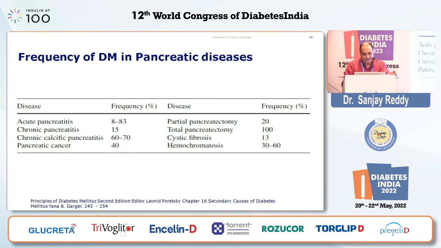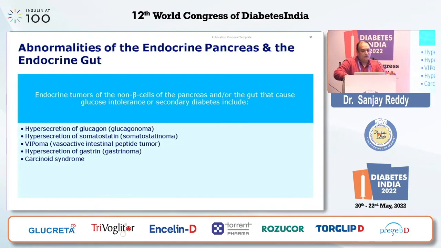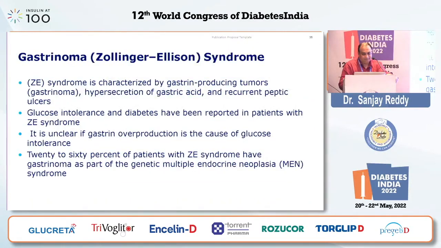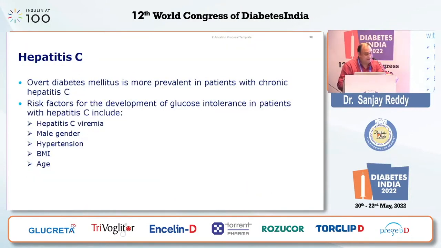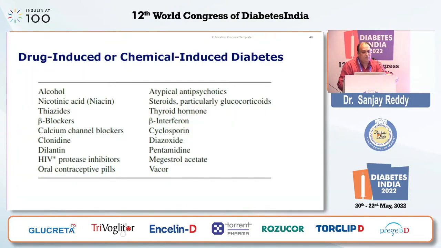And then all the hepatitis. The frequency of pancreatic disorders, acute pancreatitis, chronic pancreatitis, and the development of diabetes in all these pancreatitis is very high. So please keep a watch on them. I'm not going to go much into the endocrine tumors of the non-beta cell of the pancreas or the gut that cause glucose intolerance or secondary diabetes. I'll mention some of them: carcinoid, NAFLD, and hepatitis C, even chronic hepatitis, please make sure. But one thing I want to mention is drug-induced diabetes. I think this is very common.